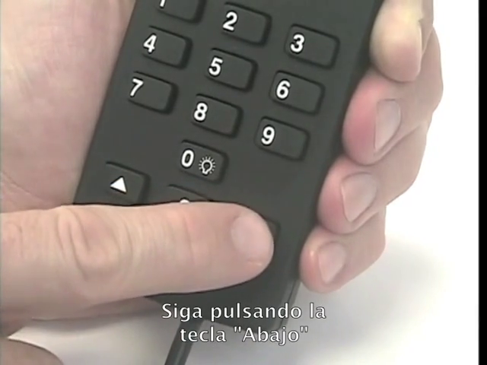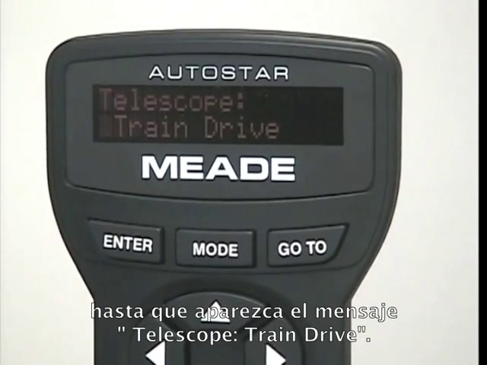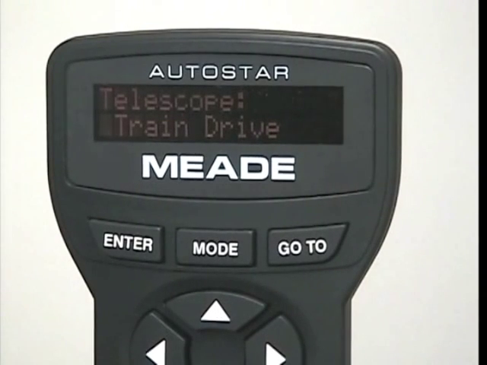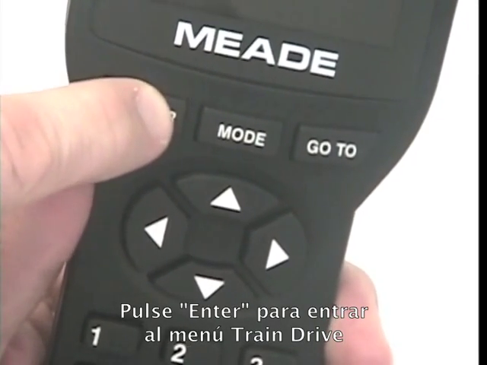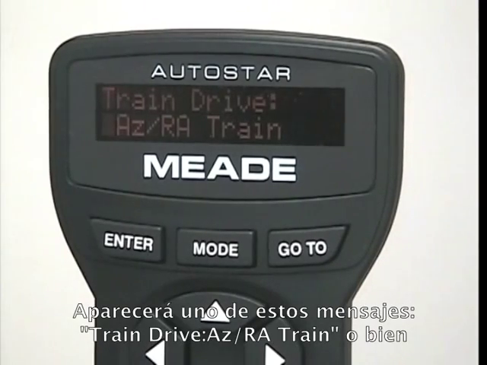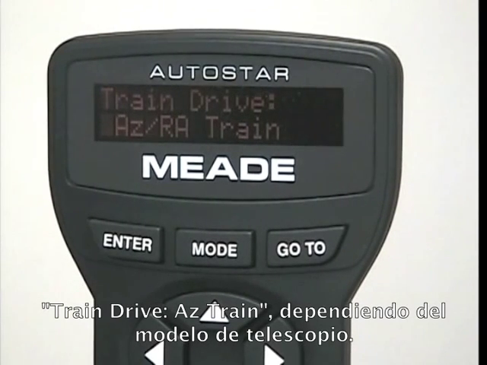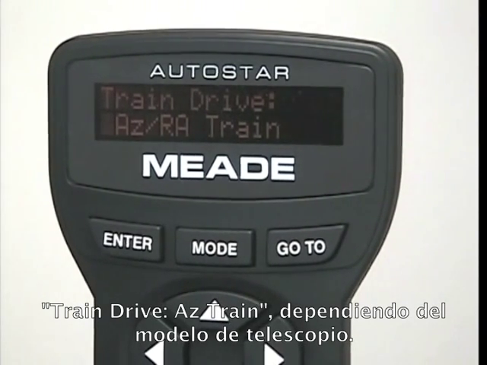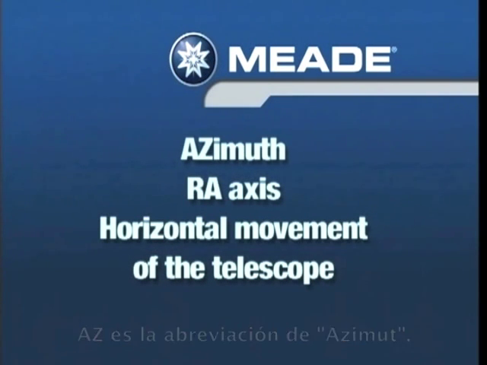Keep pressing the scroll down key until Telescope Train Drive displays. Press Enter to choose the Train Drive option. Train Drive as RA Train or Train Drive as Train displays, depending on your telescope model. Press Enter to begin the As training. As is a shortened version of the word azimuth.